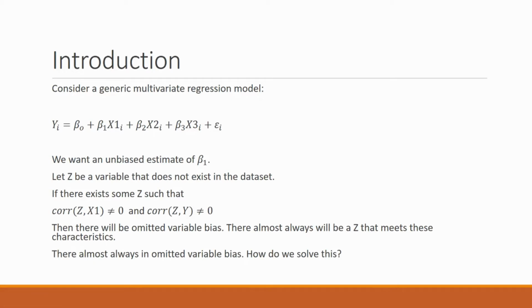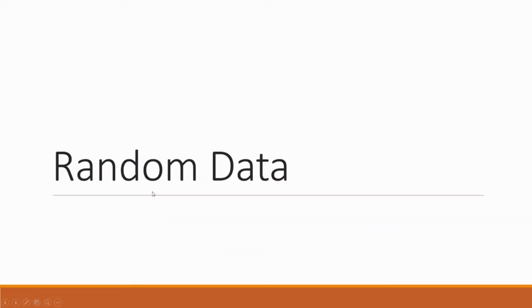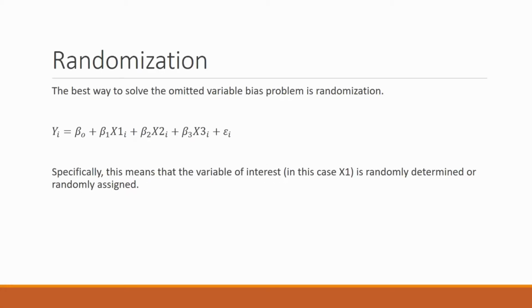And the question is, how do we solve that problem? How do we solve this omitted variable bias problem? Well, let's talk about one of those solutions today, and we'll talk about some other solutions in future lectures. The best way to solve the omitted variable bias problem is if we can randomize, if we can get random data. What does that mean? Let's go into the details.